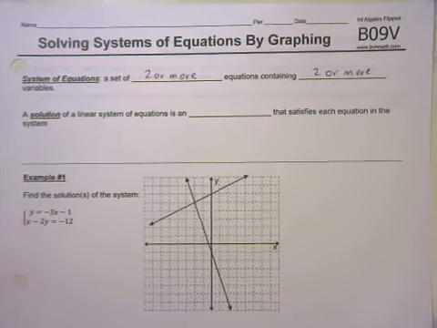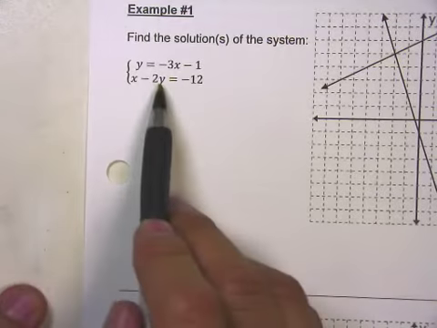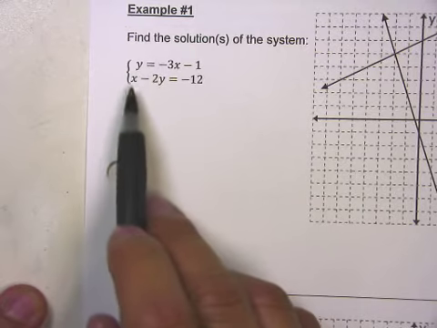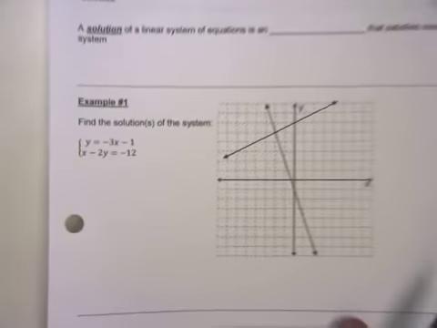If you look ahead at example 1, this right here is a system. It's not just one equation. In this case, we have two of them. That's what a system is.